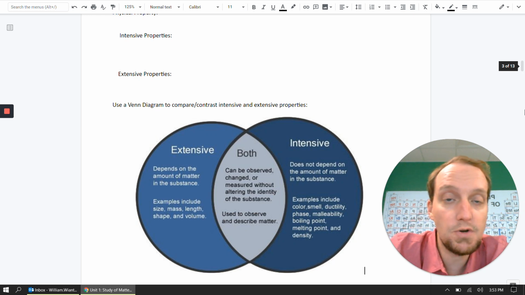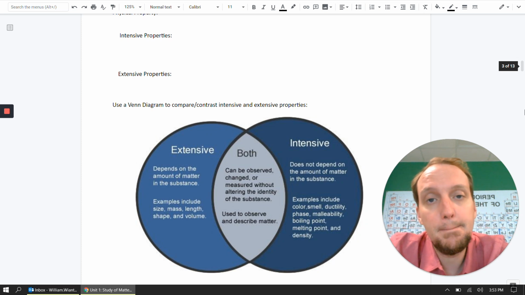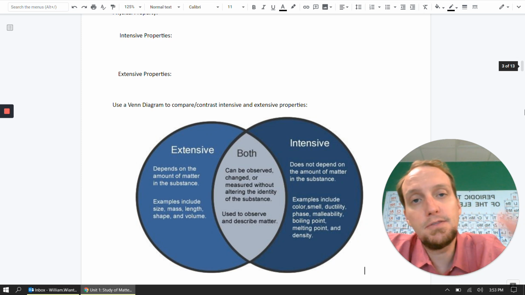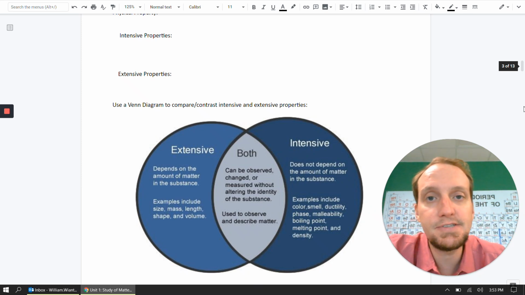And of course, intensive and extensive, obviously this is very generic, but can be used to describe matter. So that's a physical property and the sub part of that, which is intensive and extensive. Again, I'm sorry that I skipped this part of the notes, but I hope this helps.